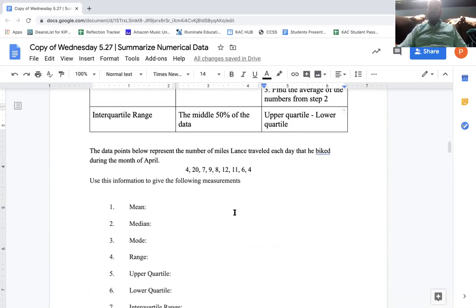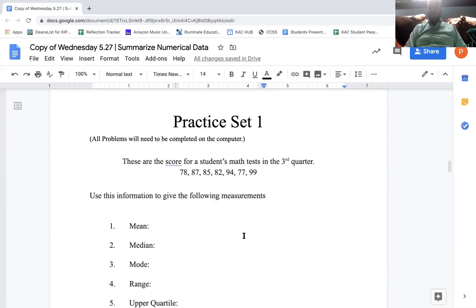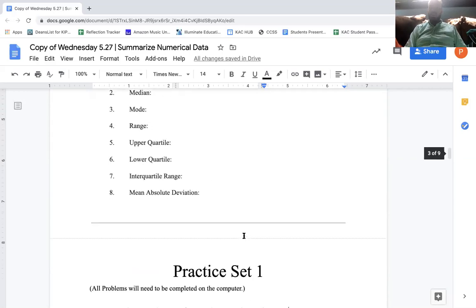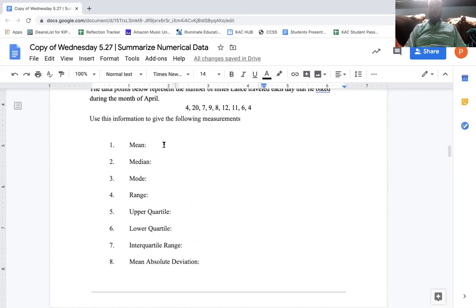I have a set of numbers here. Today on the video, I'm just going to do this example, and then you're going to do the exact same thing for problem set 1. So I'm not necessarily going to go over answers for problem set 1 today, but I am going to show you on the example of how you should do it.